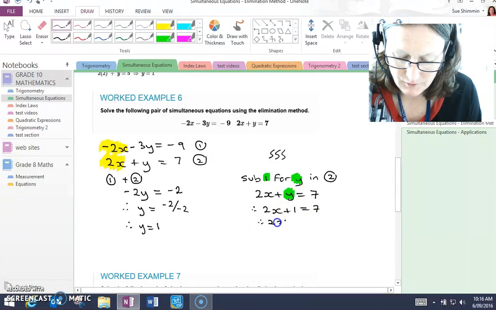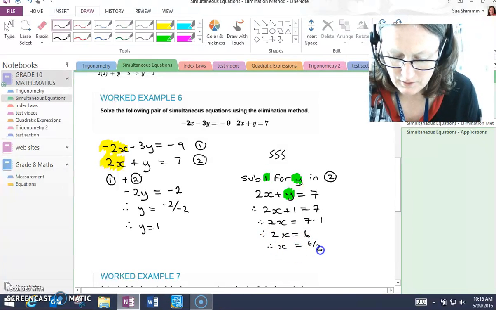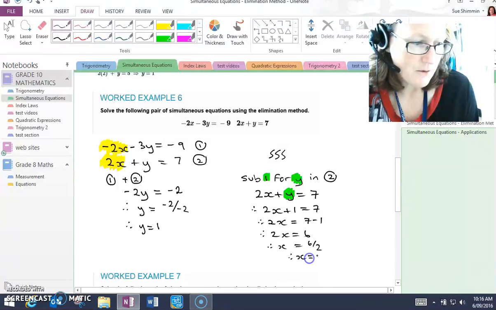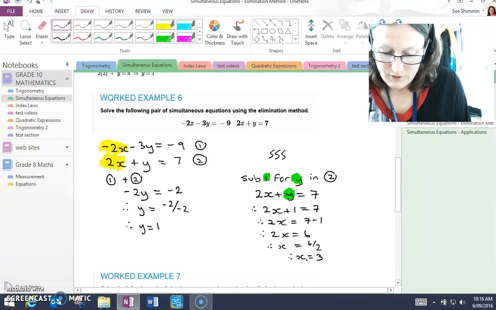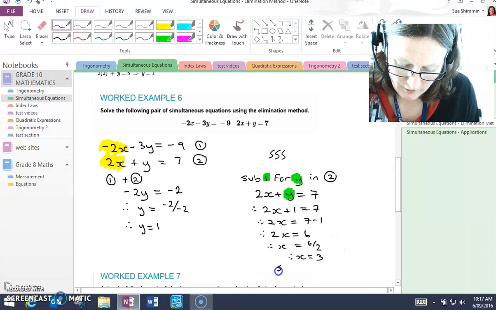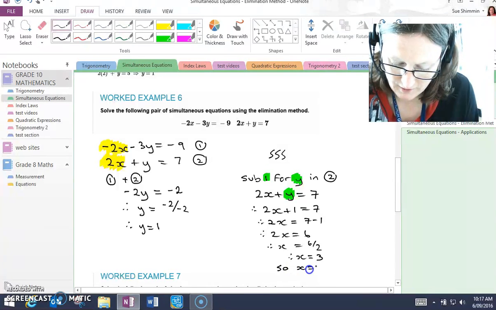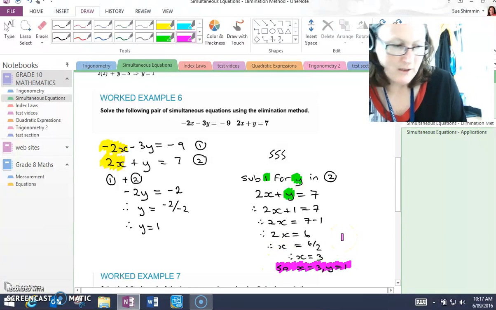I then am going to take the 1 over to the other side. 2x is 6. Then I'm going to divide both sides by 2. So x is 3. So I have solved this pair of simultaneous equations. A concluding statement: x is 3 and y is 1. So that is your solution to the simultaneous equations there.